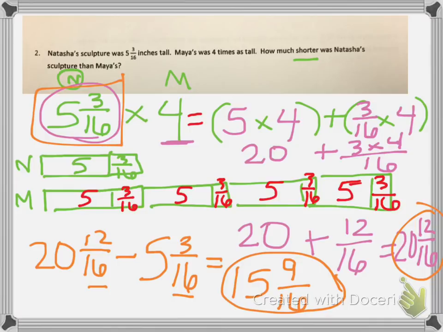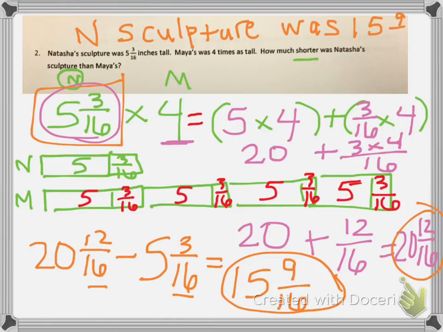Okay, so I'm going to write my statement up here. Natasha's, I'm going to write N. Natasha's sculpture was 15 and 9/16. Don't forget your units. Inches shorter than Maya's. Okay, so there is our statement on the top.